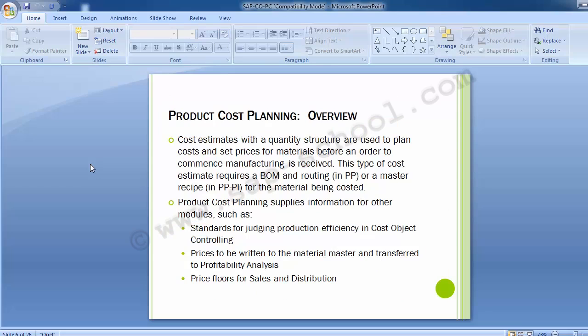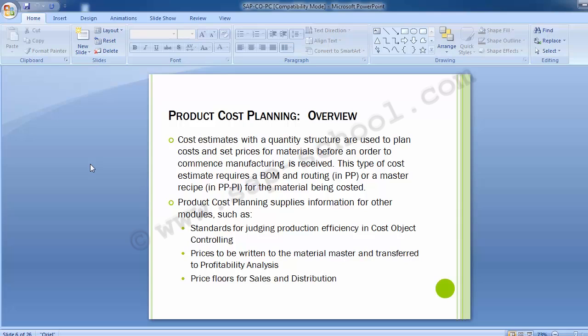Cost elements with a quantity structure are used to plan costs and set prices for materials before an order to commence manufacturing is received. This type of cost estimate requires a BOM, which refers to bill of material, and routing. Both are part of master data in the PP module, or a master recipe, again in the PP module, for the material being costed. So the PP module is used as a part of the planning of the production.